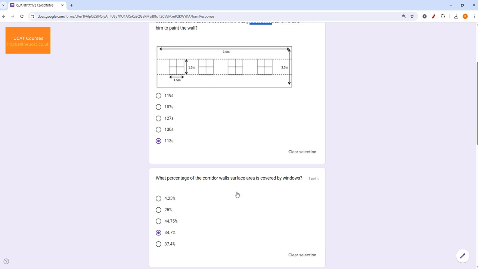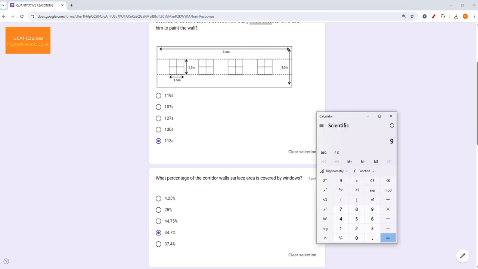How much was the gross? We worked out previously, 9 divided by, if you see here, 7.4 times 3.5. Bang, got it. 34.7. That's the answer.